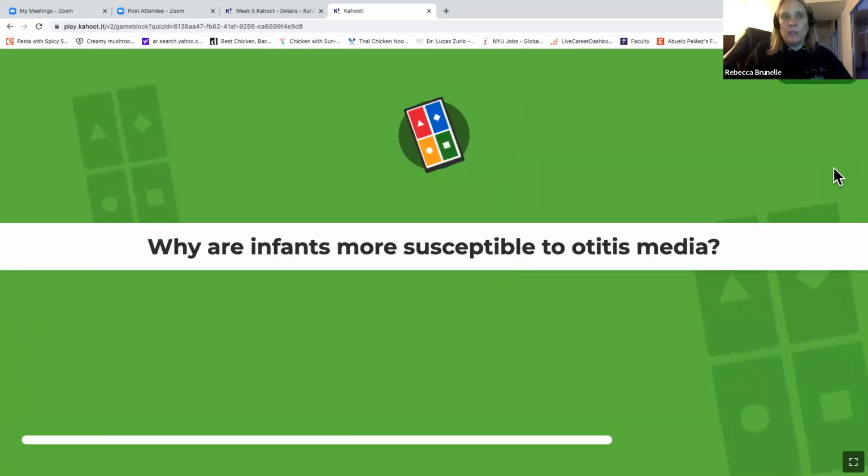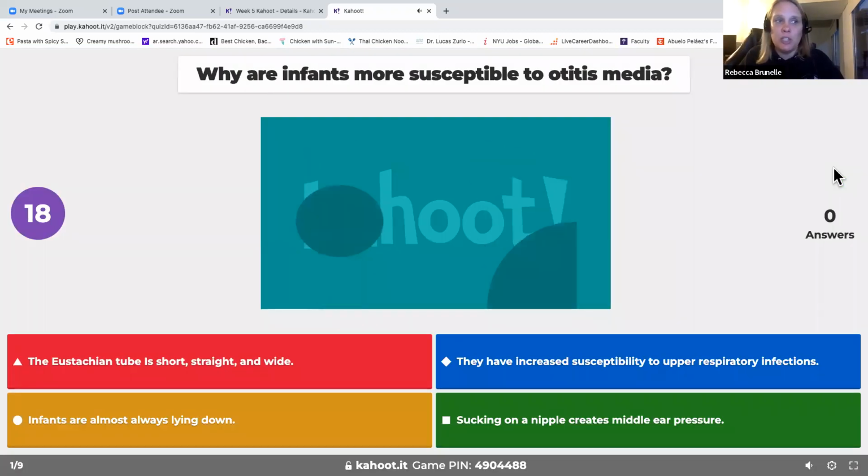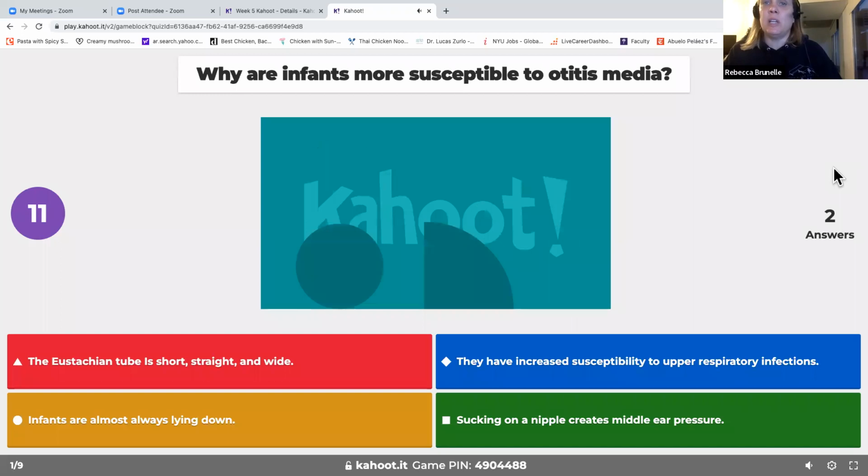Why are infants more susceptible to otitis media? The eustachian tube is short, straight, and wide. Infants are almost always lying down. They have increased susceptibility to upper respiratory infections, or sucking on a nipple creates middle ear pressure.